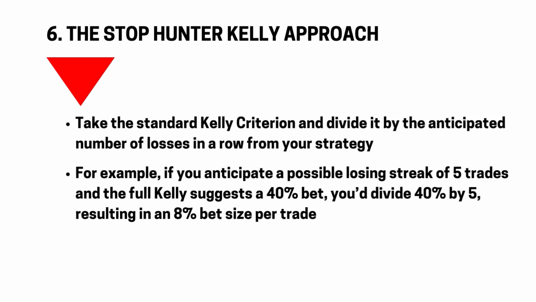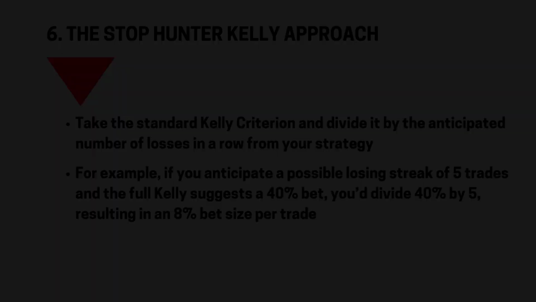I know that I have decent high Sharpe ratio strategies, and I know from my back tests and results what a losing streak looks like. So for example, if we got 40% as the full Kelly criterion, and we knew that we were anticipating a losing streak of 5 trades, say, we could just divide the 40% by the 5 and we get an 8% bet size per trade. So this way, even if you're hitting that losing streak, your capital won't be significantly depleted.